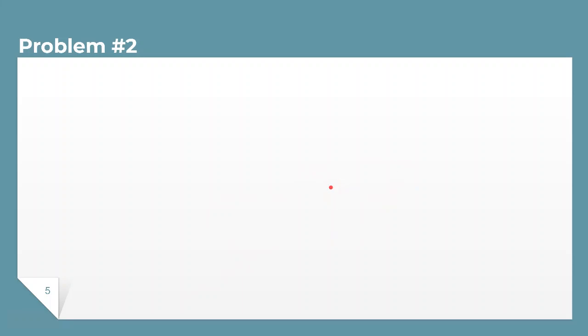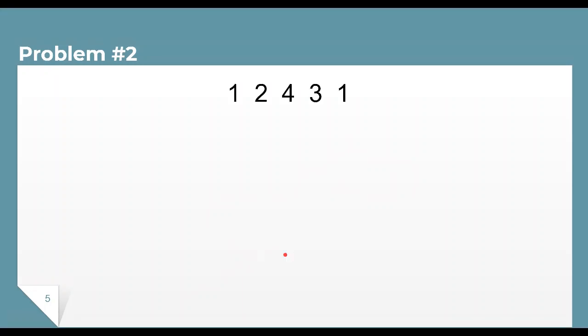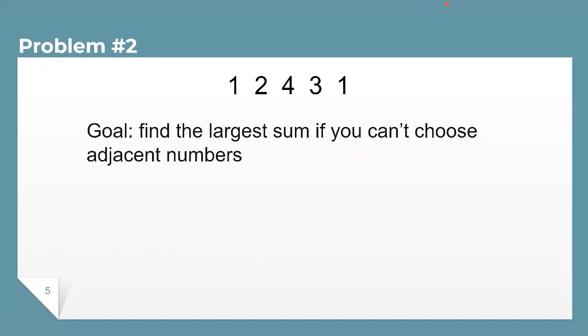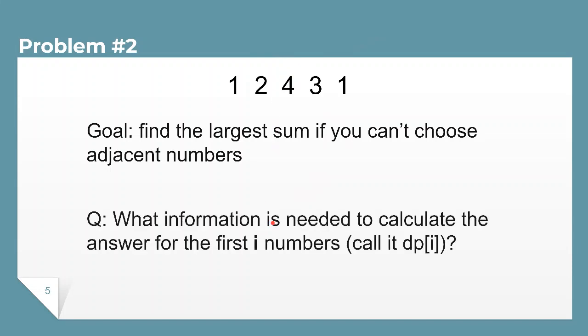So problem number 2. Here you have an array of numbers, and your goal is to find the largest sum of any subset of this array, given that you can't choose 2 adjacent numbers. Let's say you choose this 2, then you cannot choose this 1 or this 4.